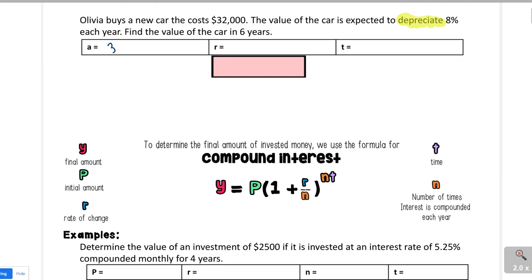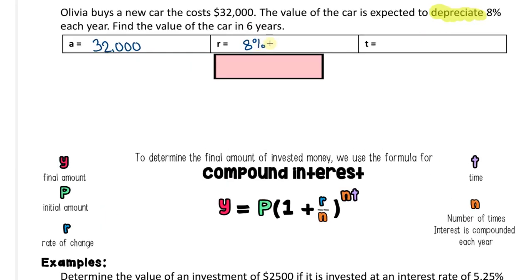So our initial amount is $32,000. Our rate is 8%. So change 8% to a decimal, move it over 2 places to the left, and we get 0.08. And our time is 6 years. So again, depreciation, we're going to use the decay equation. Y equals a times 1 minus r raised to the t.